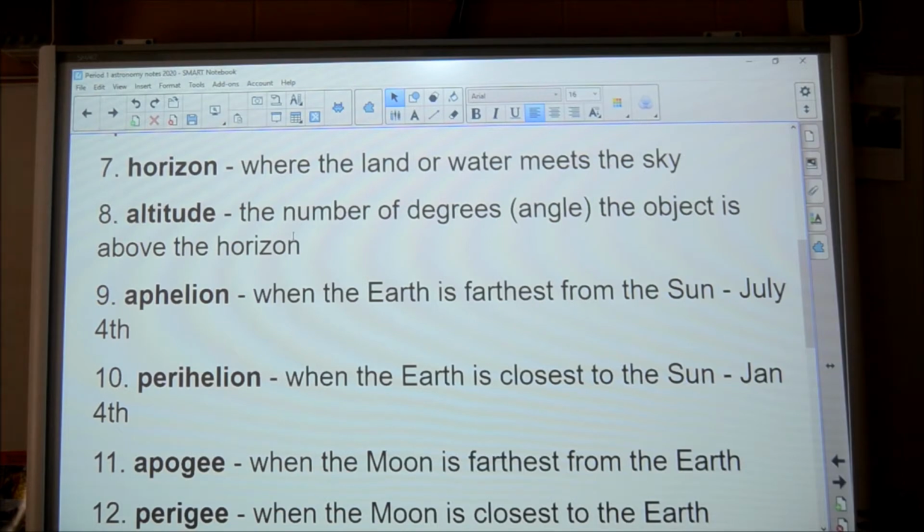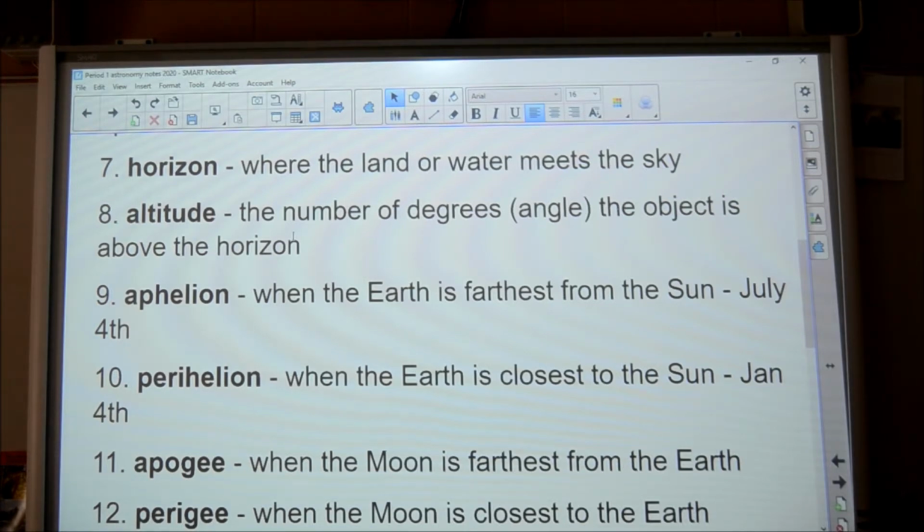Aphelion. Aphelion is when the Earth is the furthest from the sun, and believe it or not, it's July 4th. Perihelion is when the Earth is closest to the sun, and that's January 4th. The reason we have summer in July, even though we're further away, it has to do with the tilt of the Earth, which we'll talk about later on.